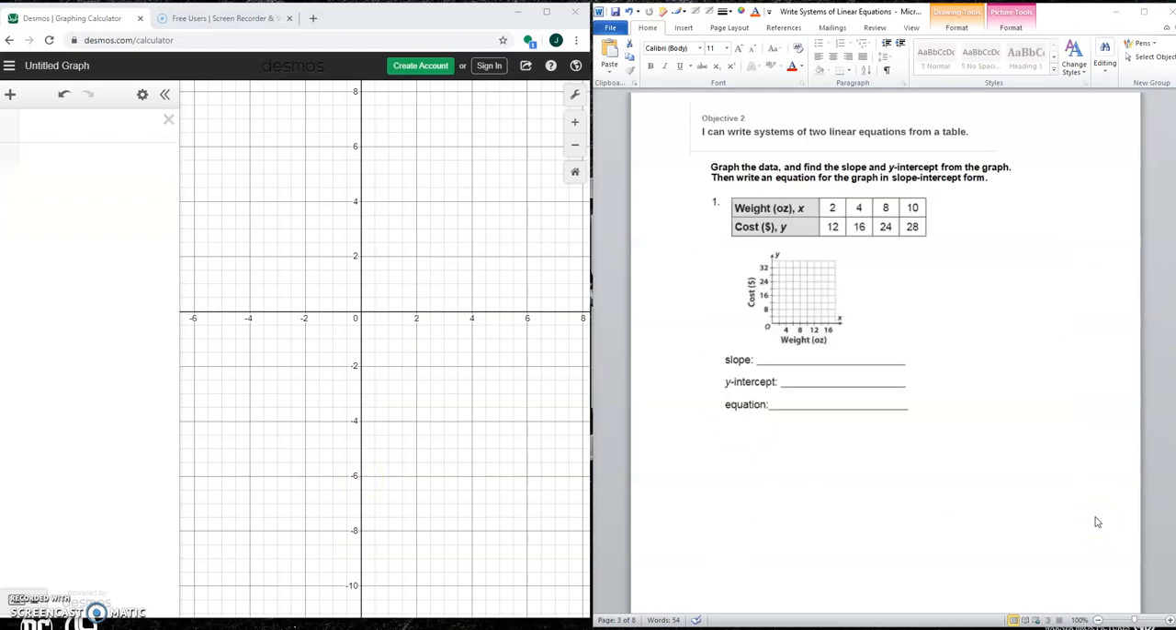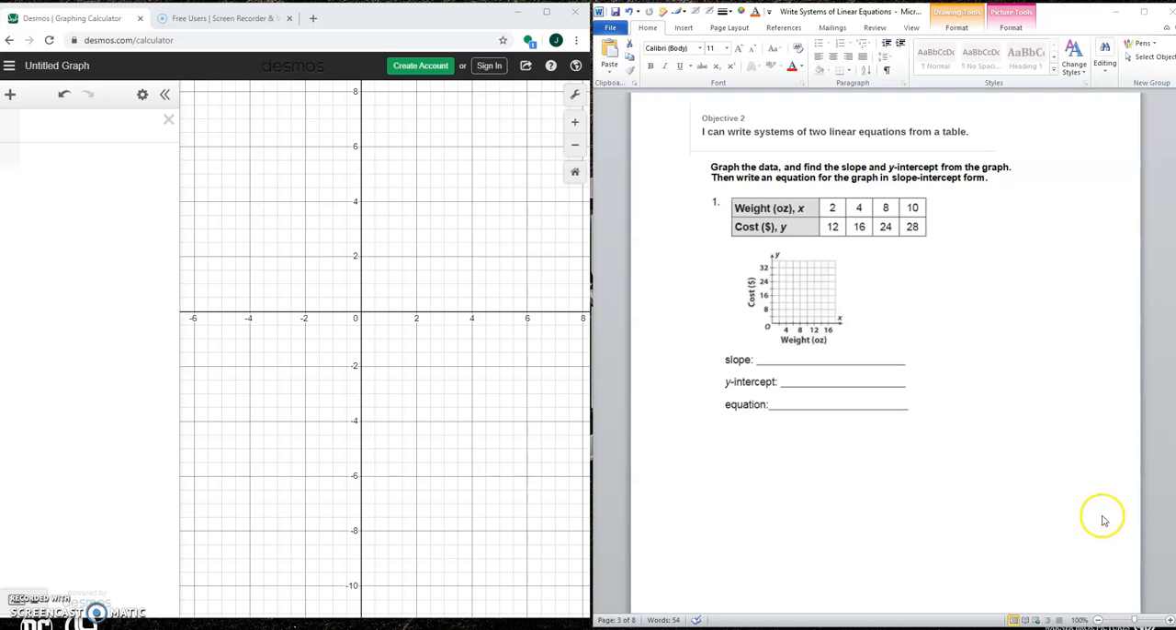Objective number 2, I can write systems of 2 linear equations from a table. So let's look at this problem. Graph the data and then find the slope and y-intercept from the graph and then write the equation for the graph in slope-intercept form. Okay, let's look at this.